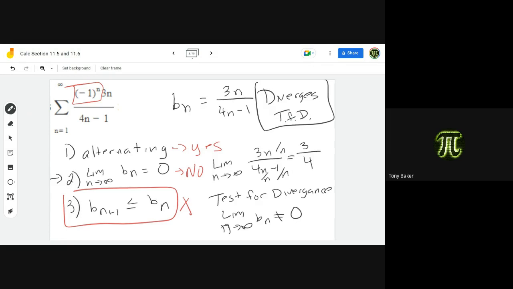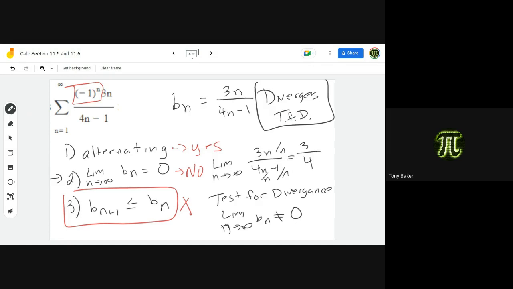The nice thing is most of these tests you can just abbreviate with the letters and I'll know which one you're talking about. Like alternating series test, you'll see me put AST all the time. Test for divergence, you could just put TFD or TD or whichever way you want to write it. But when you do your test, this is how I'd want to see it.